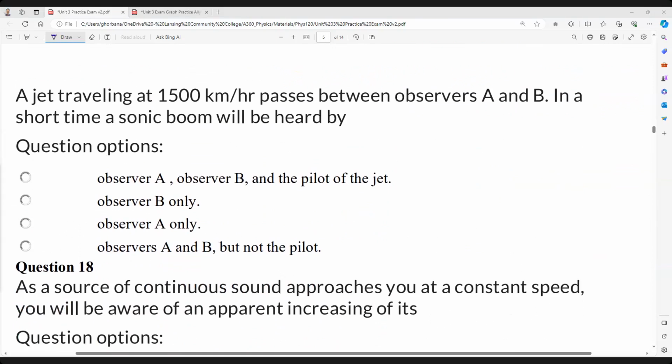Let's say you are riding the airplane. You are the person on the sound source, because the airplane is creating the sound. Because you are in the airplane, you are moving with the airplane, you are not in that cone. So just A and B observe, but not the pilot. Make sense? Because if the pilot heard the sonic boom every time, it would be hard. So the right answer is observers A and B.